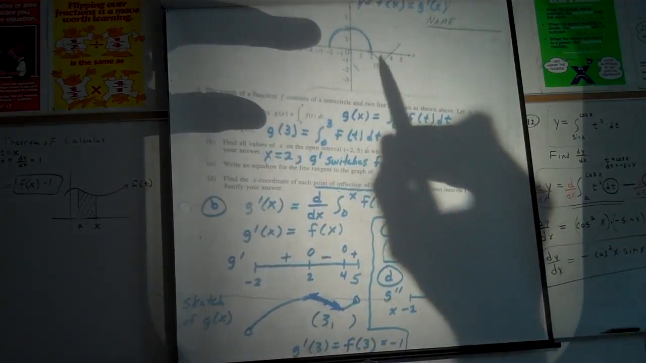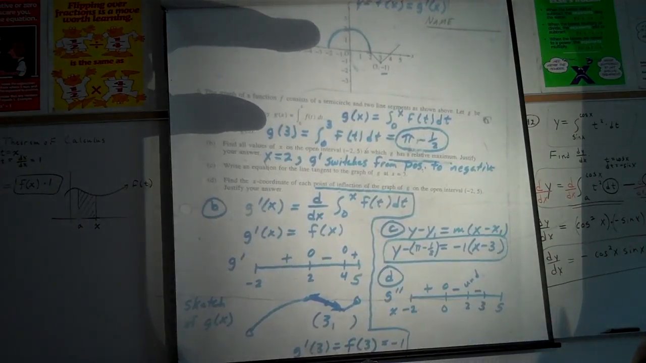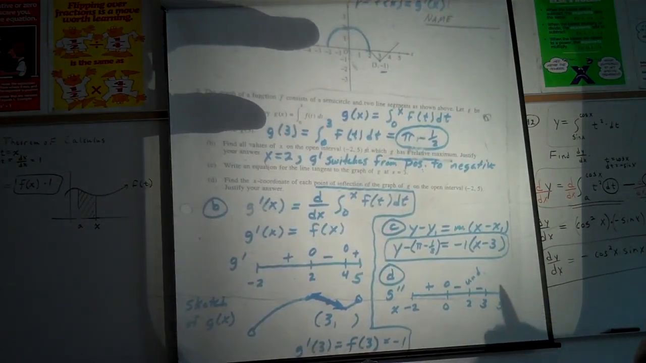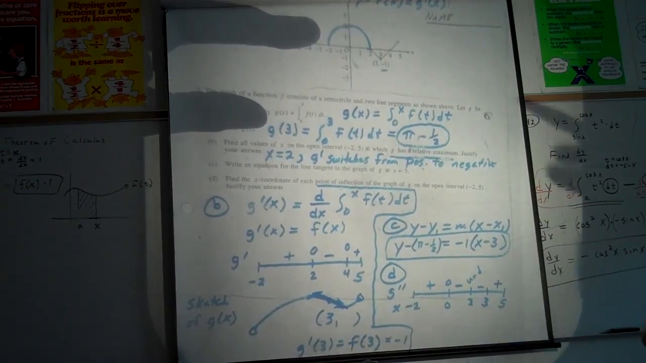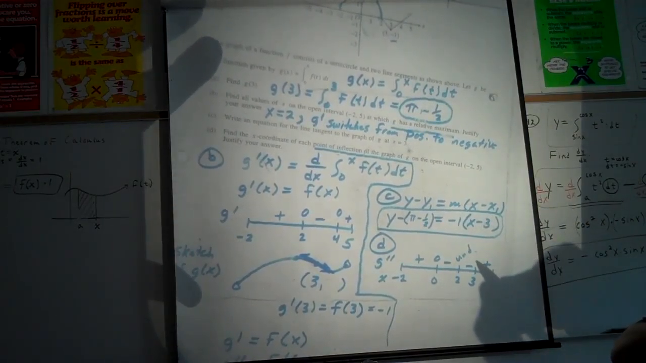Then from 2 to 3, still negative slope. How about from 3 to 5? Positive. How about at 3? I missed that. There's a corner there, so undefined slope of f, so g double prime is undefined.